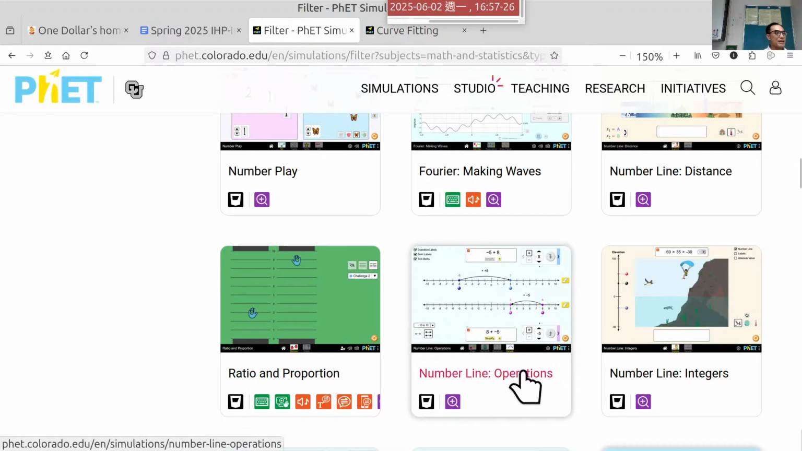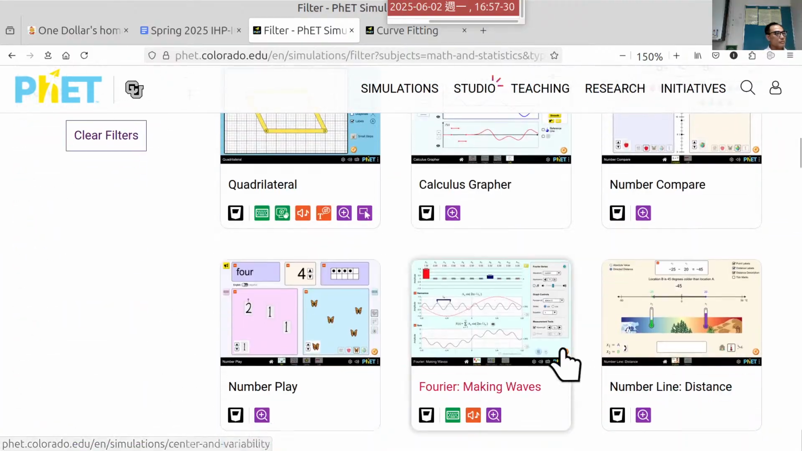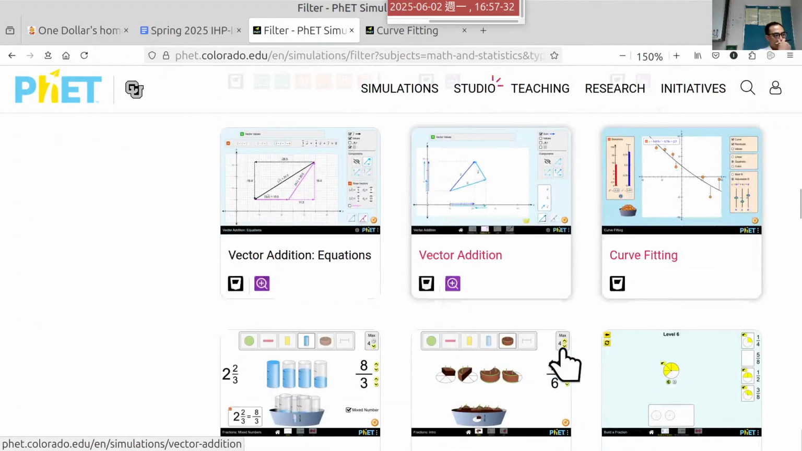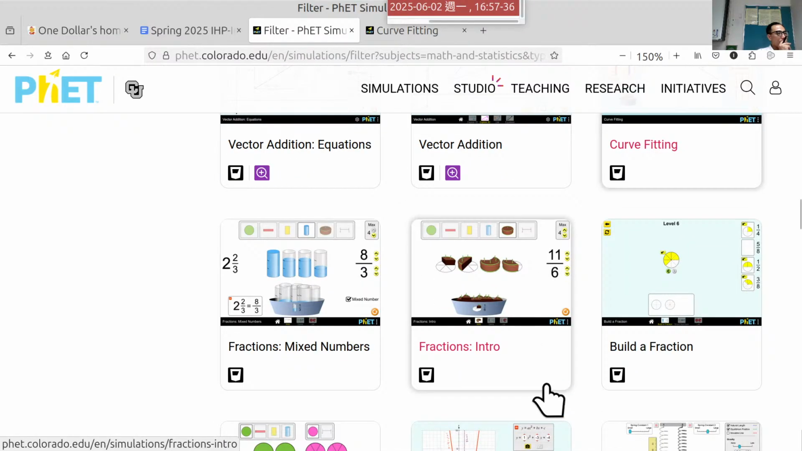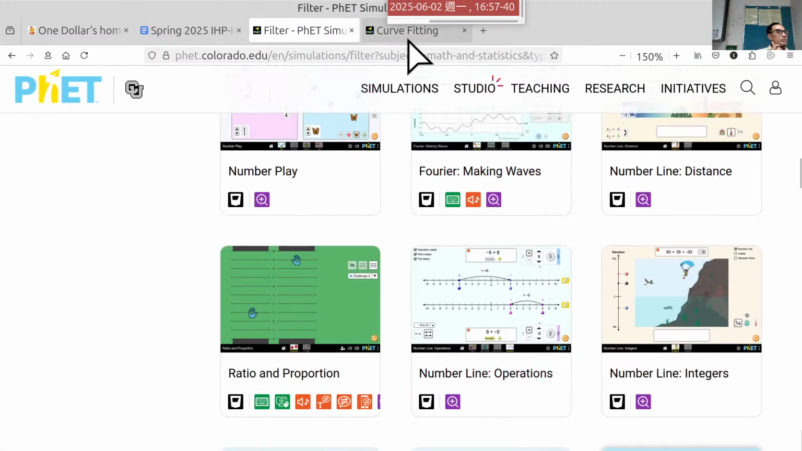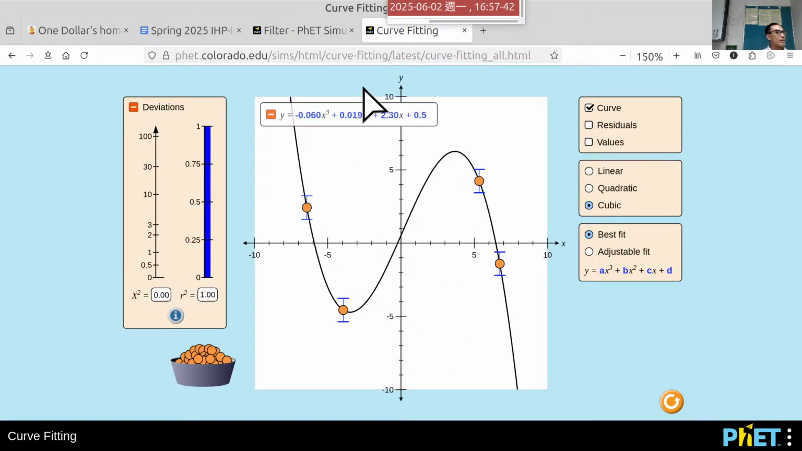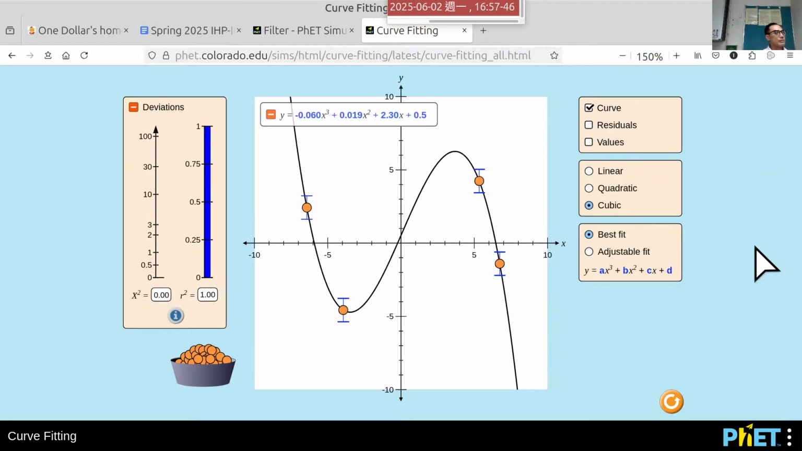Okay, the topic is curve fitting. Okay, 2 minutes.